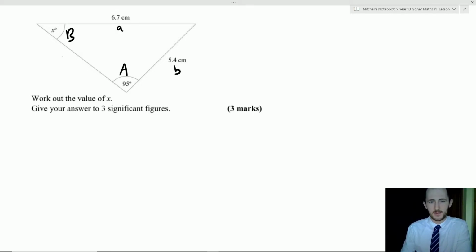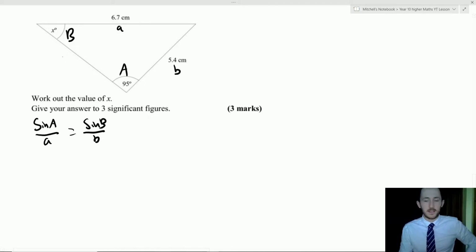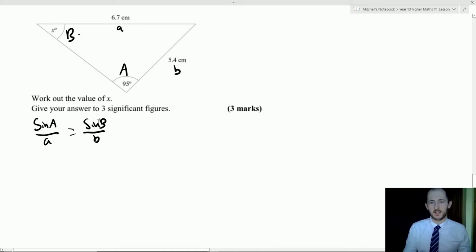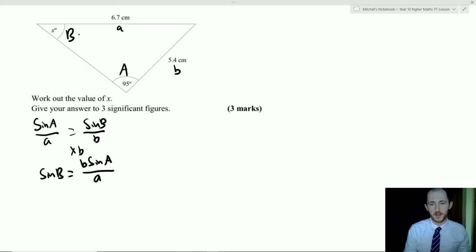Okay, and guess what we do now? We do the same thing. We have sine A over a equals sine B over b. But you might be happy to know that you don't actually need to rearrange this much, because look at what we want to find out. We want to find out capital B, which is already on top. So it's a bit easier to rearrange. Times both sides by b and you're done. You have sine B equals lowercase b sine capital A over lowercase a.